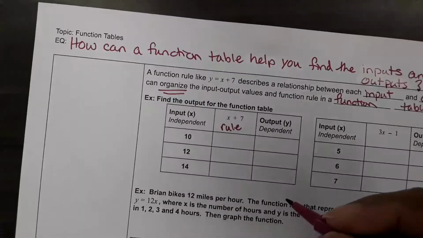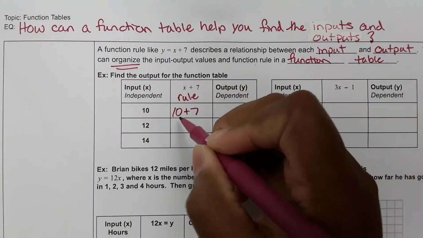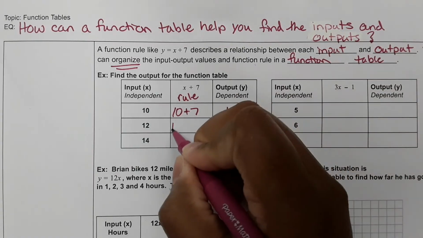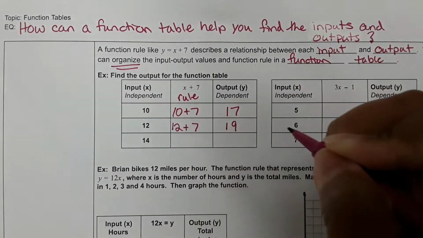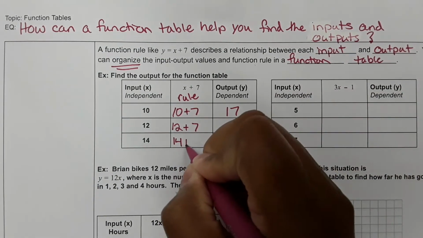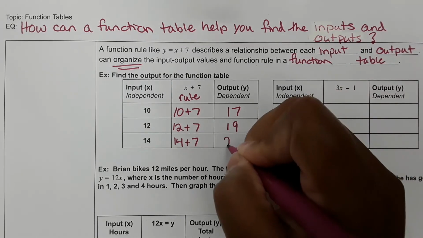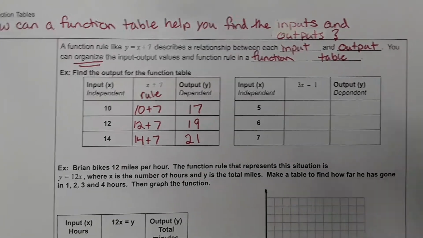So I have 10. I'm going to add 7 to it, so I put in 10, added 7, out pops 17. So I would put in 12, add 7, out pops 19. And then if I put in 14 into my function, it's adding 7 to that number, so out would pop 21. That's the basics of what we're going to build on. So let's do it again.